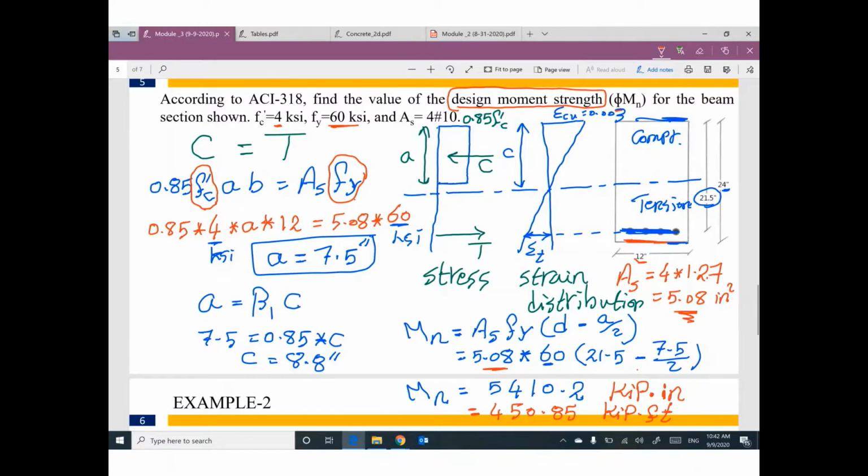But I'm looking for the design moment. I'm not looking for the nominal moment. I'm looking for the design moment. So we need to multiply this value times phi. Do you agree? If we multiply Mn times phi, the final answer can be called the design moment.